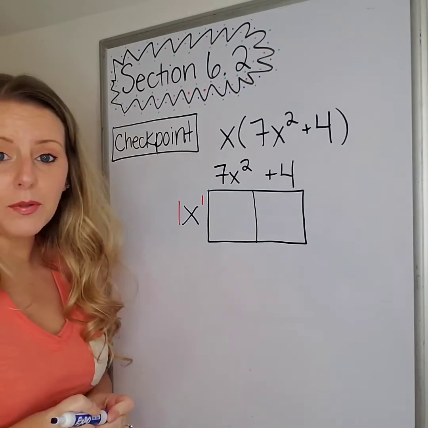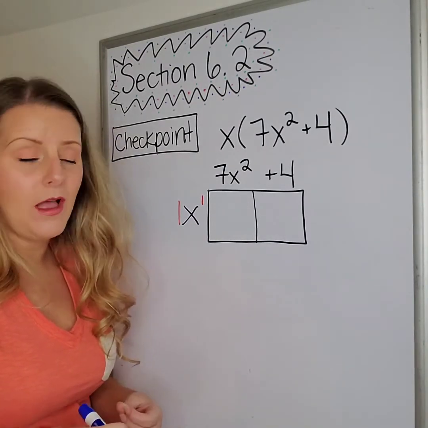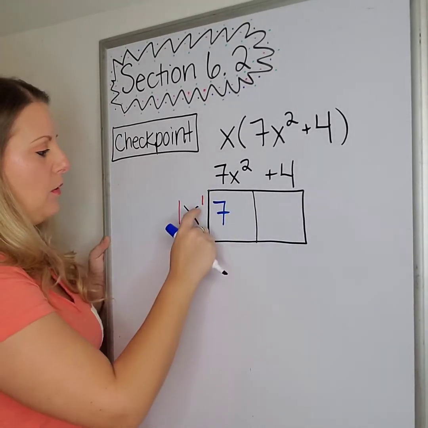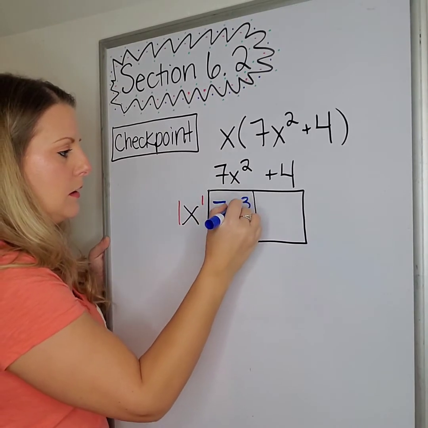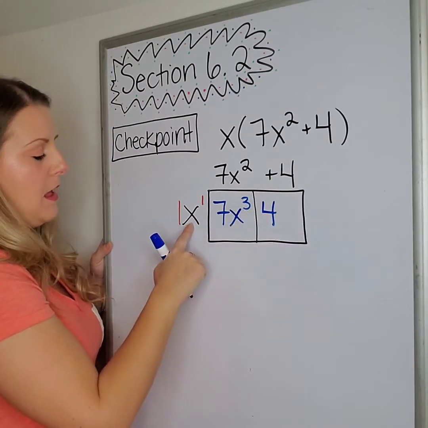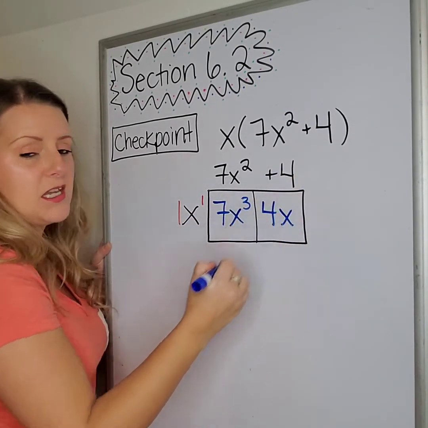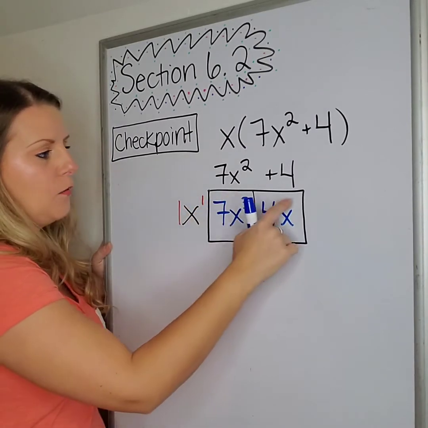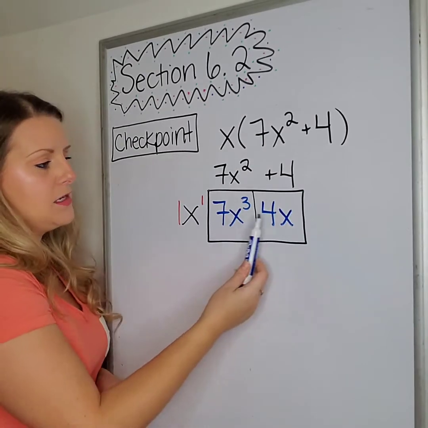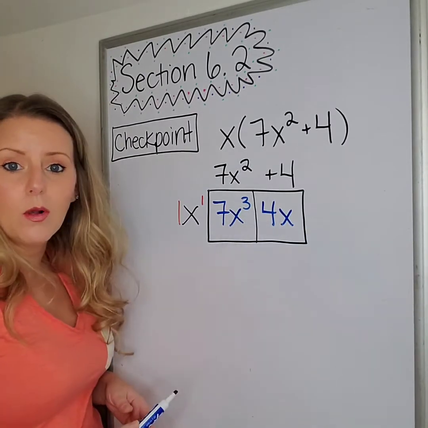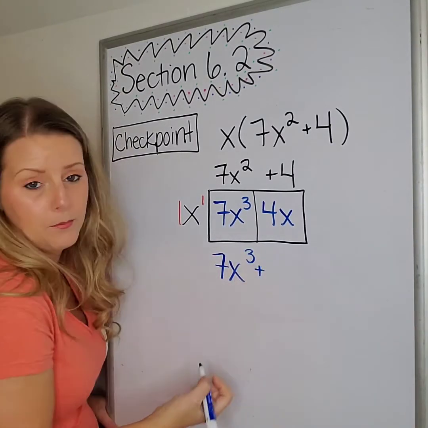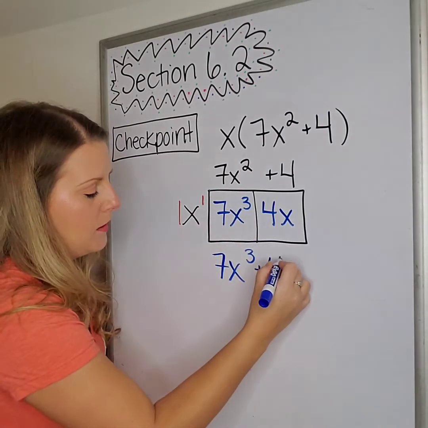So now you're going to multiply the big coefficients and add the small exponents. 1 times 7 is 7. Add the small exponents. 1 plus 2 is 3. Okay? 1 times 4 is 4. And then there's an x here, but no x here, so we just keep it, nothing to add to it. And we don't need the 1 anymore, although you can put it, it's just not necessary. And so now these 2 don't go together. X to the third doesn't go with x. So we just keep them separate. So 7x to the third, and that's a plus because it's a positive 4x.